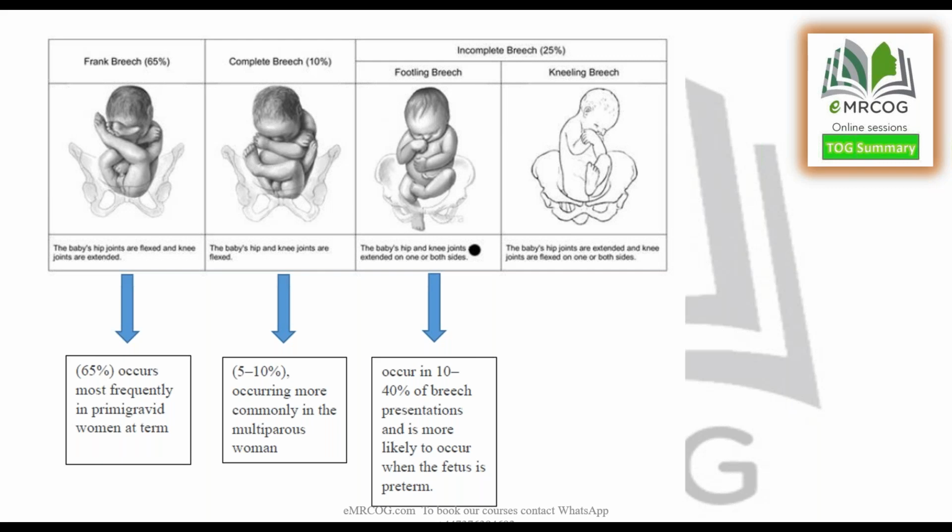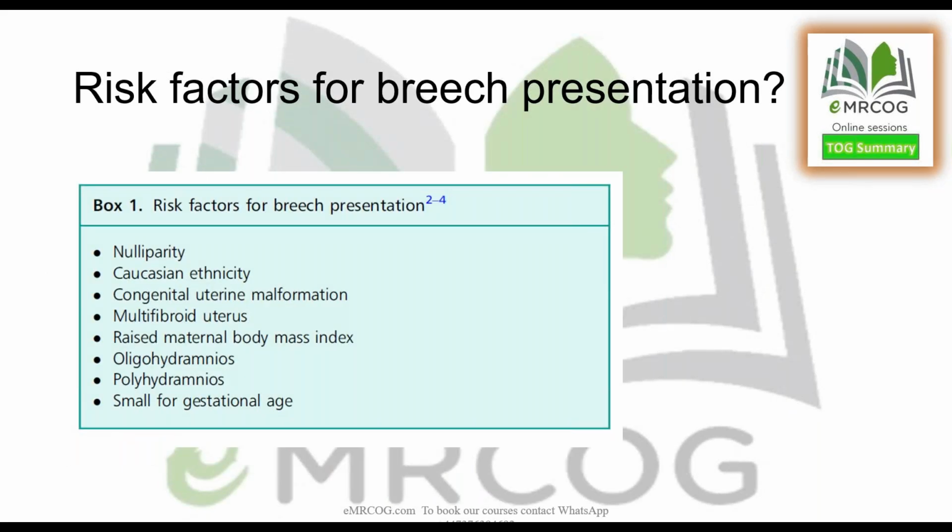The footling breech occurs in 10 to 40% of breech presentations and is more likely to occur when the fetus is preterm. So the higher rate of footling breech is seen in preterm, and it's considered an indication for cesarean section in most protocols and practice all over the world. However, the TUG article comes with some background information regarding risk factors for breech presentation: nulliparity, Caucasian ethnicity, congenital uterine malformation or multifibroid uterus, raised maternal BMI, oligohydramnios, polyhydramnios, and small for gestational age.